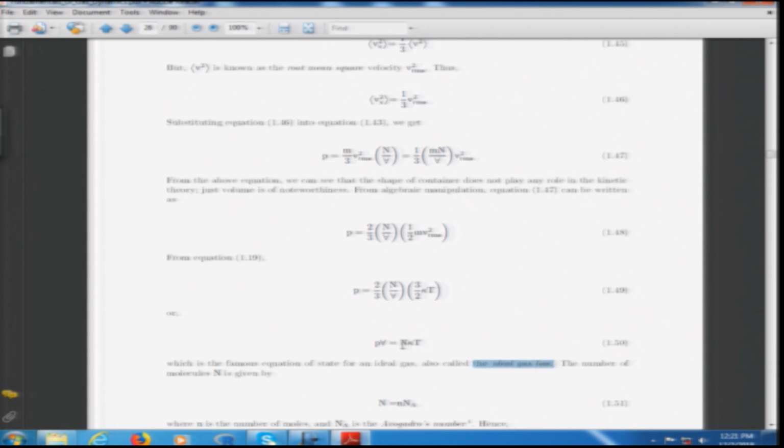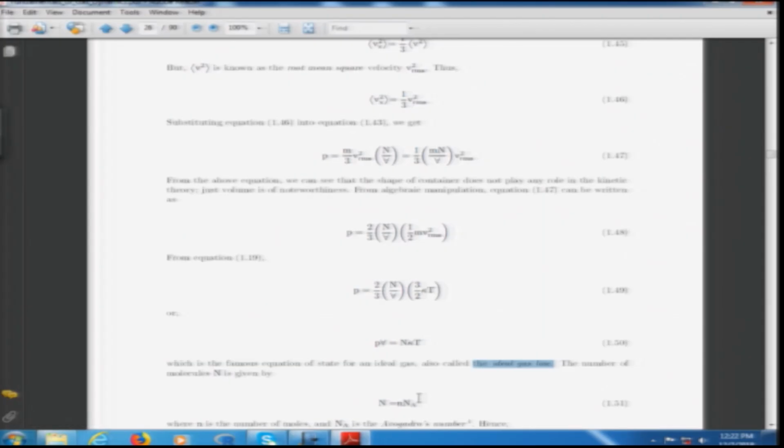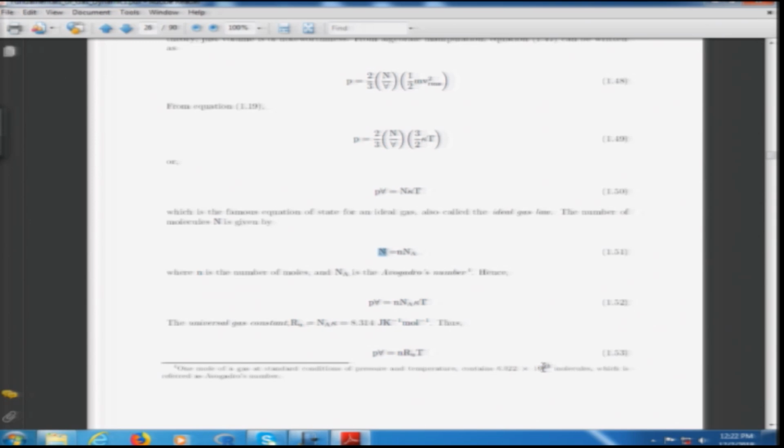And when we see this N, the number of molecules inside this sample of gas is given as n into Na, where small n denotes the moles, and Na is nothing but Avogadro's number. We know from Avogadro's number that 1 mole of any ideal gas contains 6.023 into 10 to the power 23 molecules.